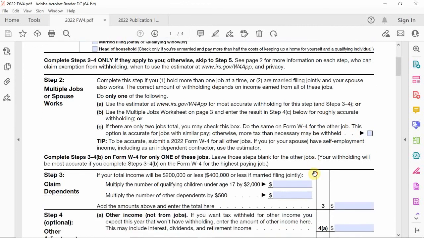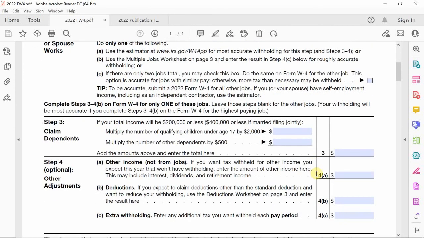Then Section 3 allows you to claim your dependents. Well, in this case, your dependents, they calculate it based on an annual amount. So in this case, they say that every child under the age of 17 is going to cost you $2,000 per year. Now, we all know children don't cost $2,000 a year. They cost way more than that. But that's just the bare minimum per year that you can withhold on your paycheck to be able to support your child.